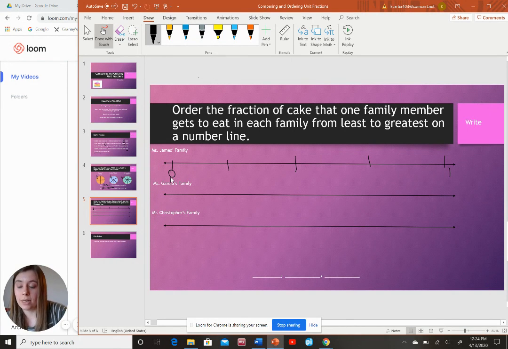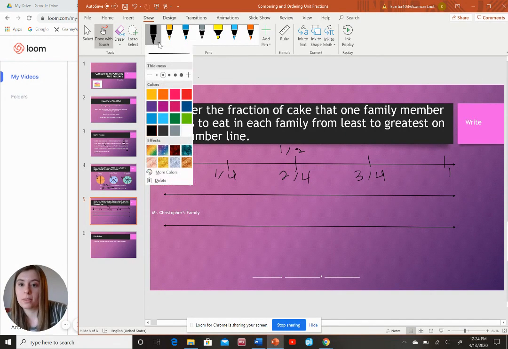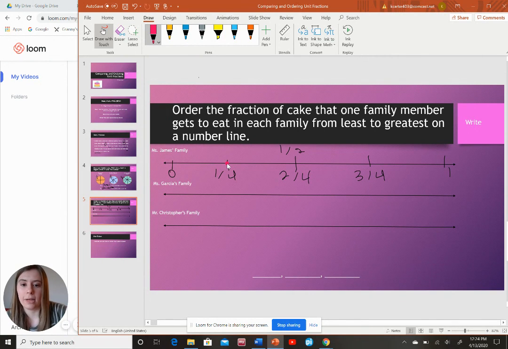So I have 0, I'm going to count by fourths. 0, and then 1/4, and then 2/4, which is the same as half if you want to think about it like that. And then I have 3/4, and then 4/4 or 1. Those are the same. Okay, so that's how her number line would look. And I want to go ahead and label the 1/4 that one person from her family would eat. And the 1/4 would go right here on our number line.